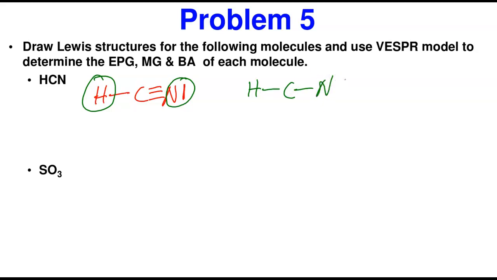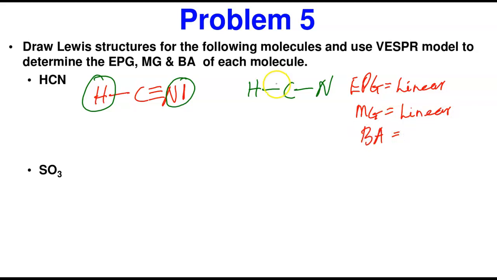So what it simply means is that there are two things attached to it, and there's no lone pair around the carbon. So we're going to say that the electron pair geometry, of course, is linear, because there are two things attached to it. And then the molecular geometry is going to be the same because there are no lone pairs attached. And the bond angle for any linear molecule, if you look at this, makes sense. This is going to give you 180 degrees.